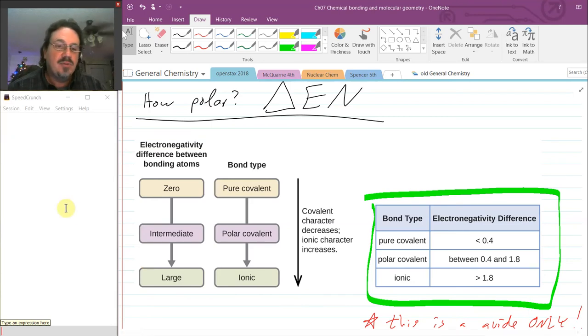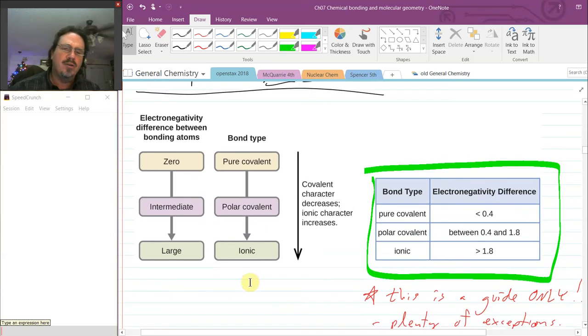And that's what this is showing here. Large means ionic. But if it's somewhere in the middle, they're still sharing those electrons, but it's polar. It's not this pure idea of equal sharing, but it is polar. And the larger the delta EN, the more of this polar and finally ionic character that bond actually has.